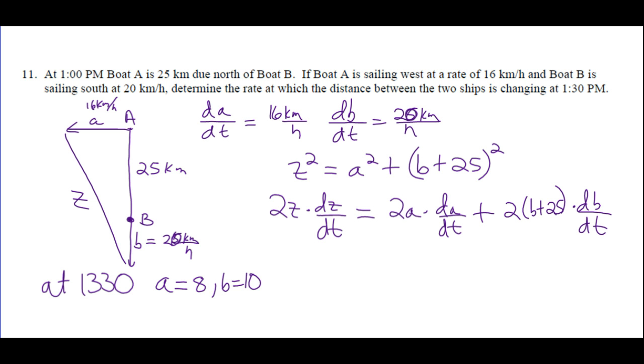Well, Z is equal to the square root of 8 squared plus (10 plus 25) squared. Right? It's not a squared plus b squared, it's a squared plus (b plus 25) squared. So Z is equal to, and I'm just going to give you the simplified version, I believe that's the square root of 1,289. Okay? Yeah, because 8 squared is 64, 35 squared is 1225, right?